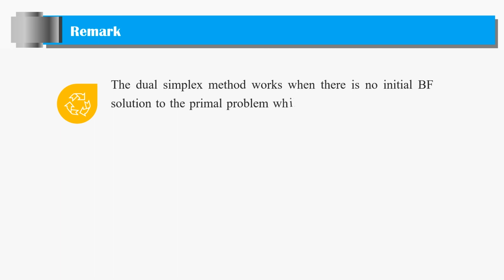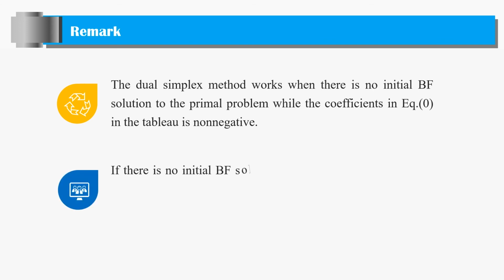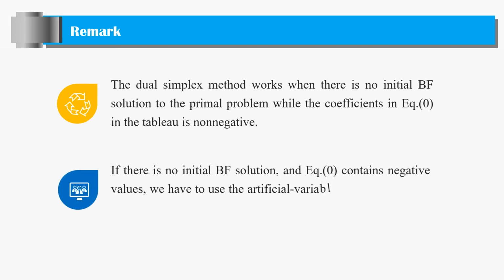We end this section with some remarks. First, the dual simplex method works when there is no initial BF solution to the primal problem, while the coefficients in equation 0 in the tableau are non-negative. If there is no initial BF solution and equation 0 contains negative values, we have to use the artificial variable techniques we introduced earlier, such as big M or two-phase methods, to solve the problem.